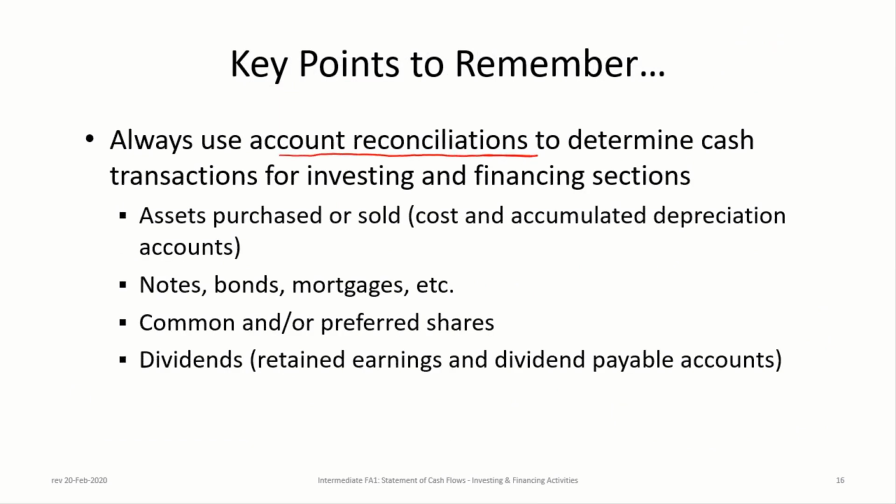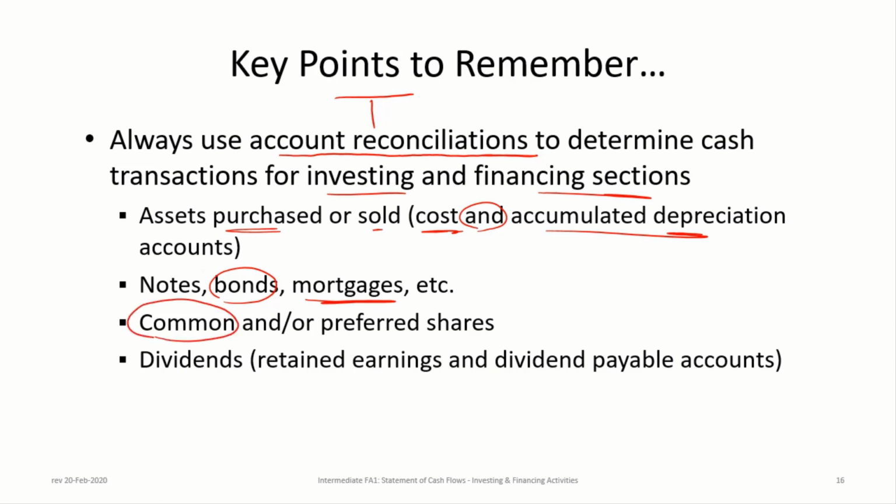Always use account reconciliations, and you can do those using T accounts to determine the cash transactions for investing and financing sections. So remember, when we were looking at cash from the sale of assets or cash used to purchase assets, we had to reconstruct both the cost and accumulated depreciation accounts. When we looked at bonds, we had to reconstruct that bond account. Mortgages, we had to reconstruct that mortgage account. Same thing for common and or preferred shares.